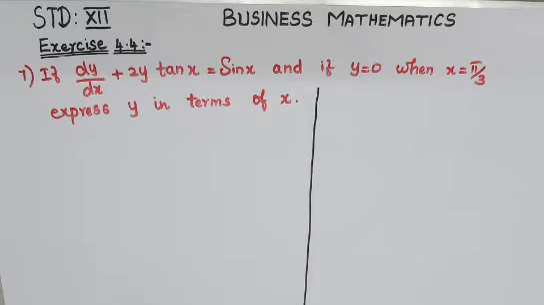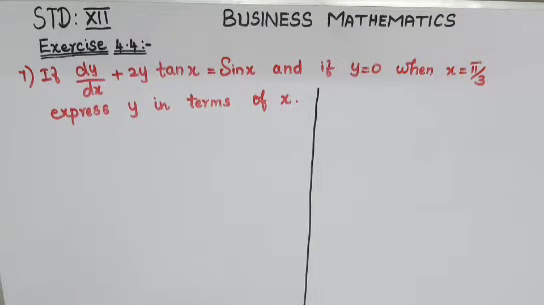Standard 12th Business Mathematics, Exercise 4.4, 7th question. If dy by dx plus 2y tan x is equal to sin x, and if y is equal to 0 when x is equal to pi by 3, express y in terms of x.